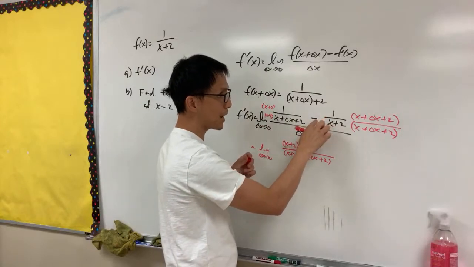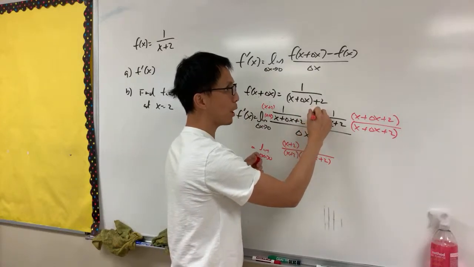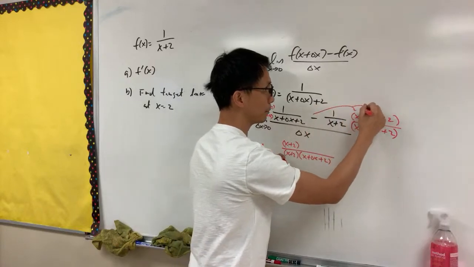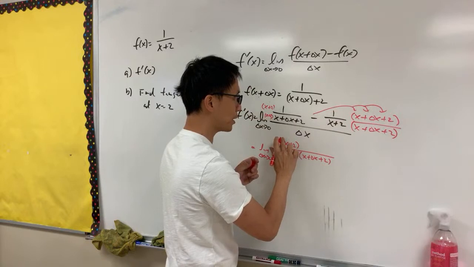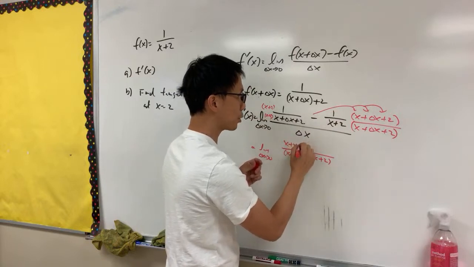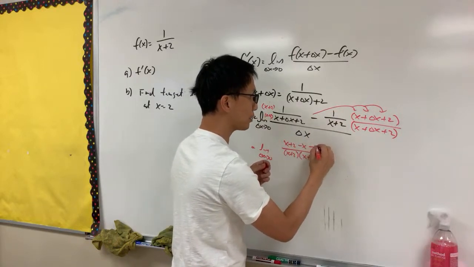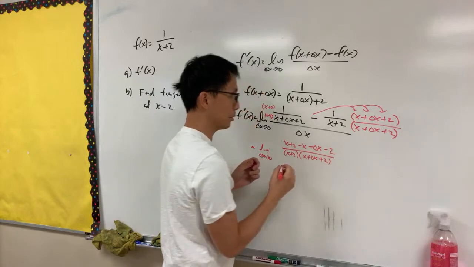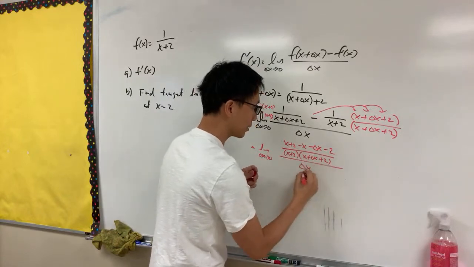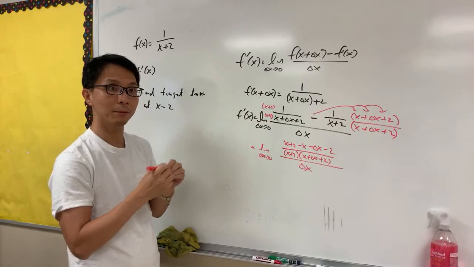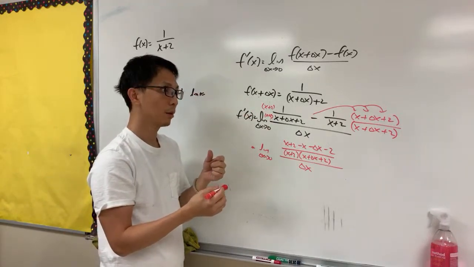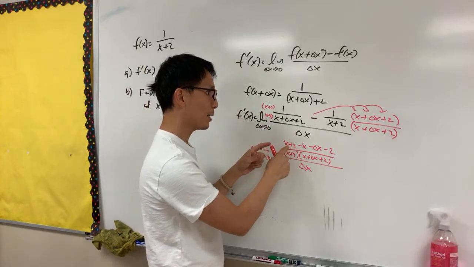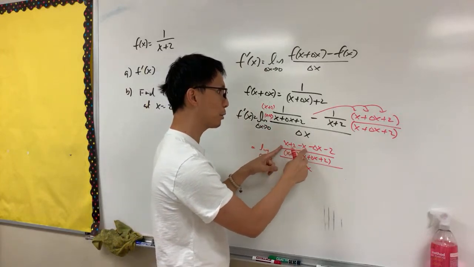I'm going to distribute that negative sign. This is a problem: people have problems distributing to all the terms. So I'm going to drop this parenthesis here. I'm going to subtract x, subtract delta x, and then subtract 2, all over delta x. Do you see that the negative sign distributes to all the terms? Now I can see that x and x cancel out, 2 and 2 cancel out.